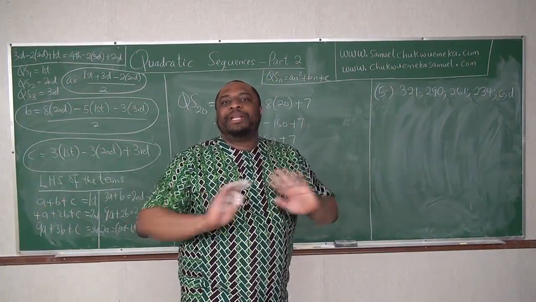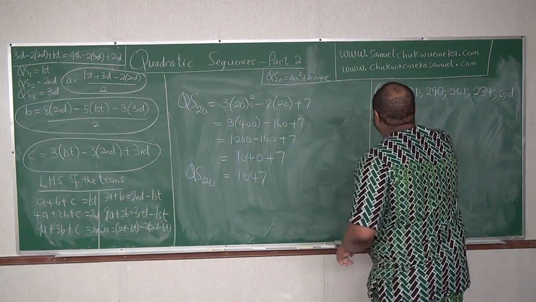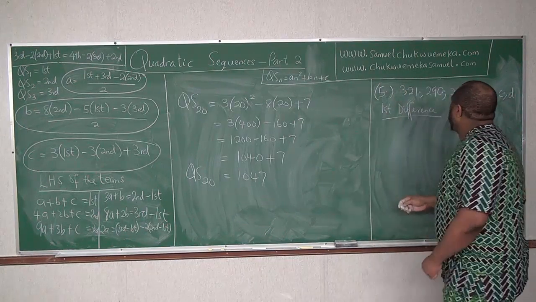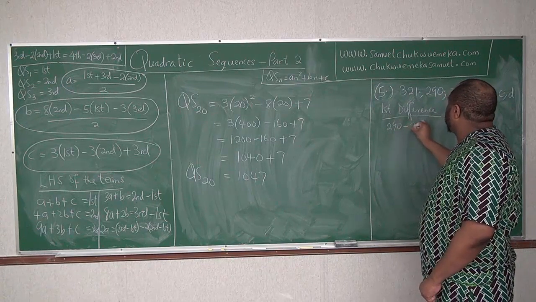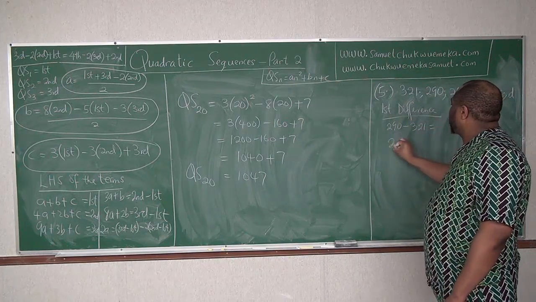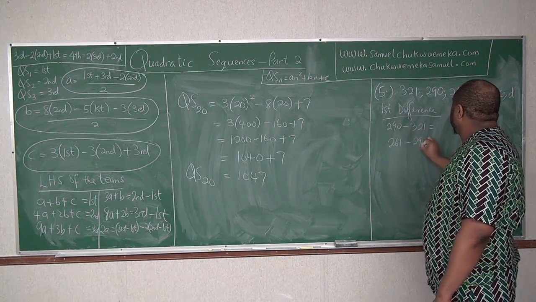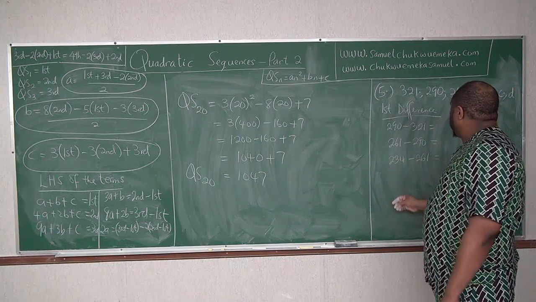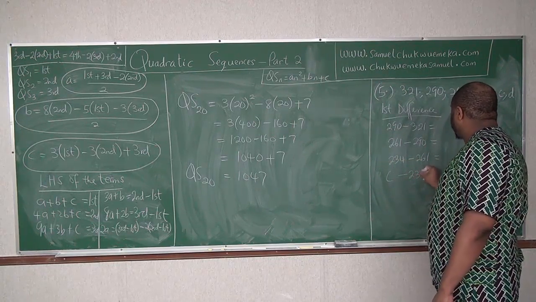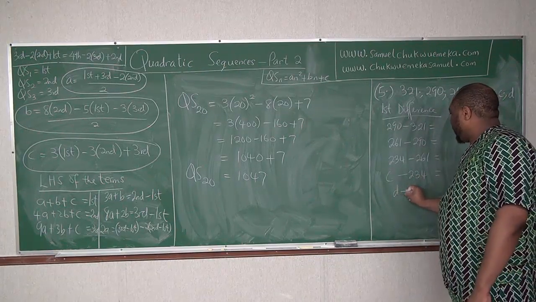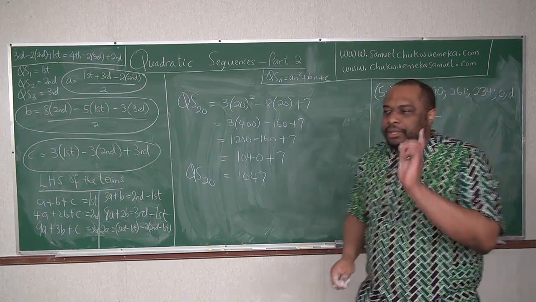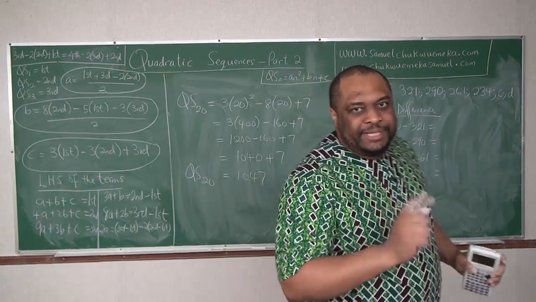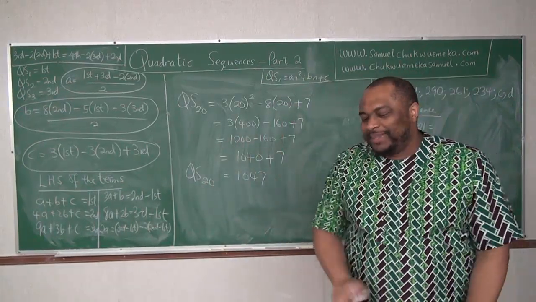Alright, so we do it the same way we've been doing things. So first difference, we have 290 minus 321. We have 261 minus 290. We have 234 minus 261. We have C minus 234. We have D minus C. Okay, let me use my calculator, okay? Just a simple calculator to save time. Now, I can solve this without calculator, but let us save time.